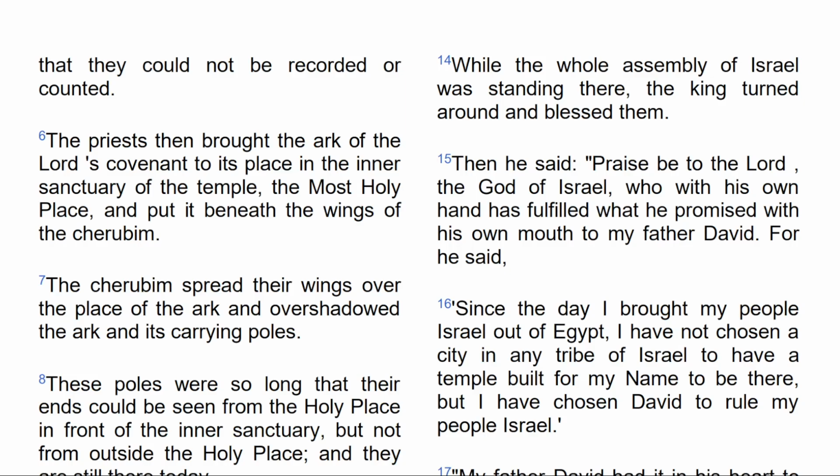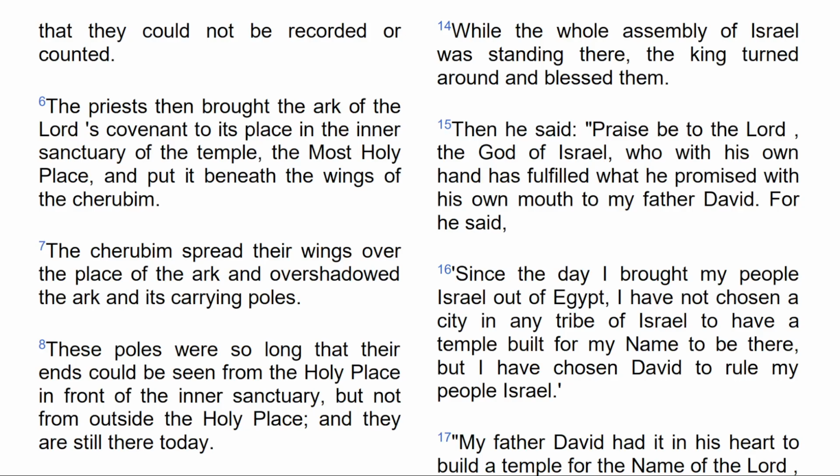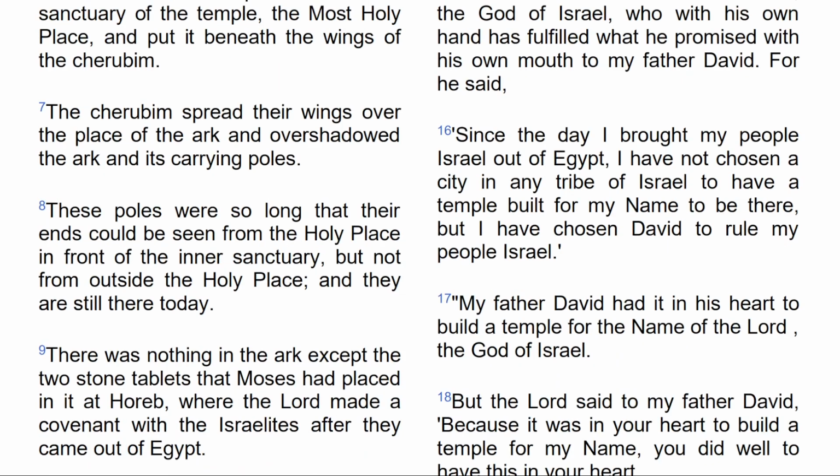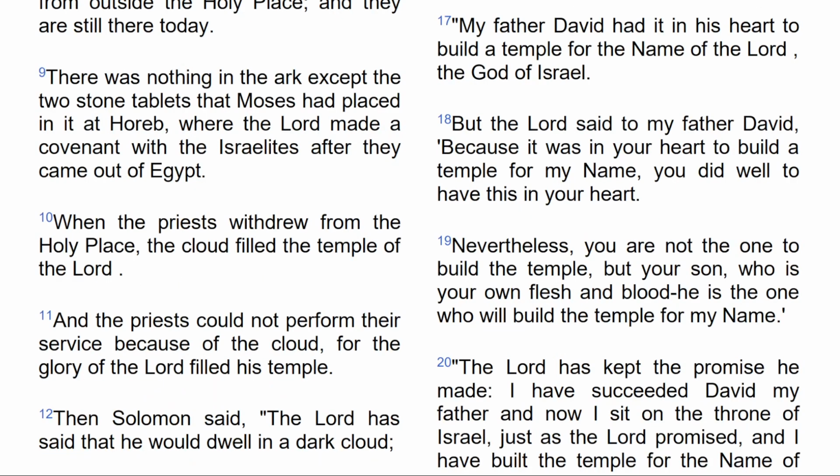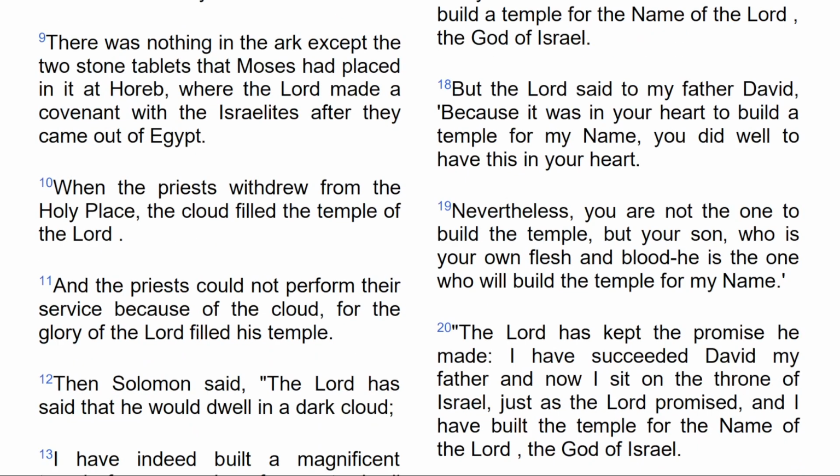The cherubim spread their wings over the place of the ark and overshadowed the ark and its carrying poles. These poles were so long that their ends could be seen from the holy place in front of the inner sanctuary, but not from outside the holy place, and they are still there today. There was nothing in the ark except the 2 stone tablets that Moses had placed in it at Horeb, where the Lord made a covenant with the Israelites after they came out of Egypt.